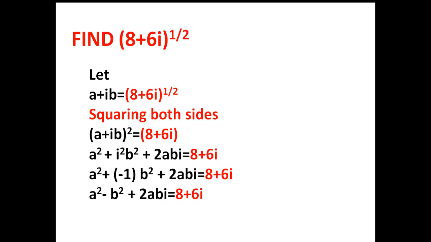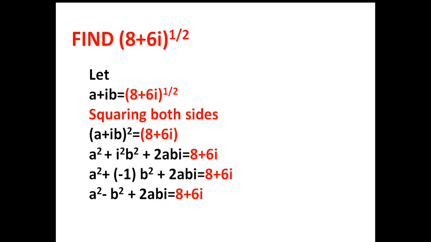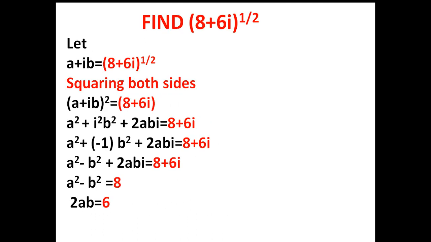Next, we have learned up to this. Comparing both sides, 2ab is equal to 6, and a square minus b square is equal to 8.